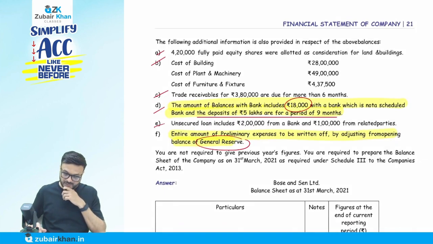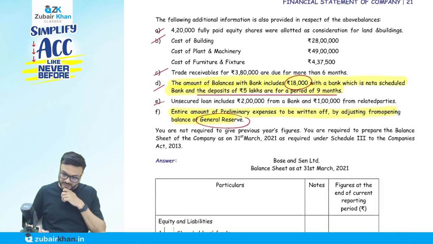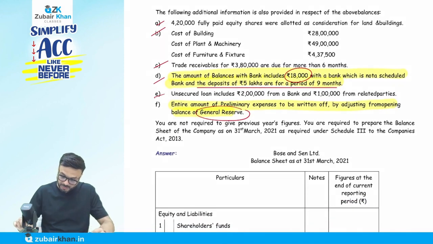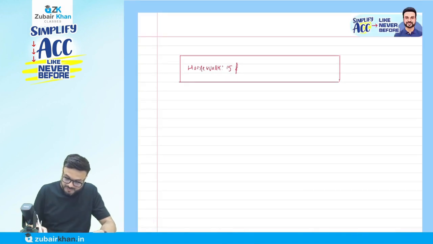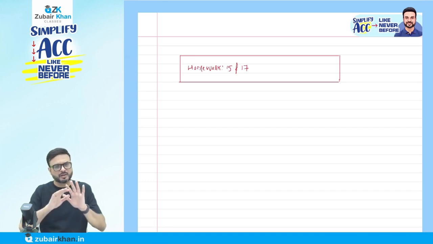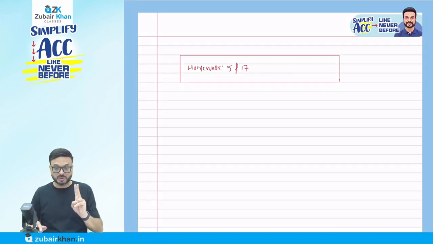But these two questions are homework for today: question number 15 and question number 17. So take your time, it is easy, you are going to solve two questions today. Okay, question 15 and 17. I am telling you that now.